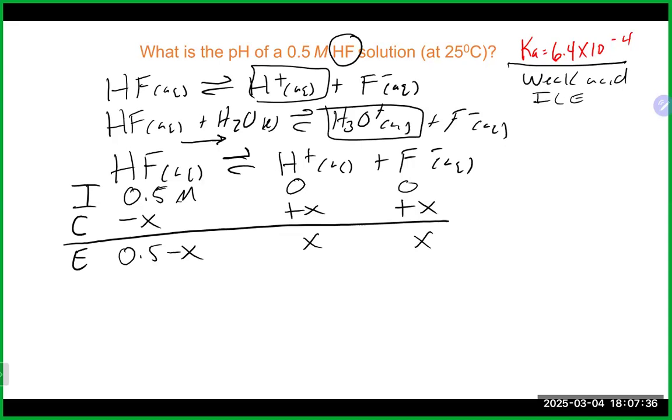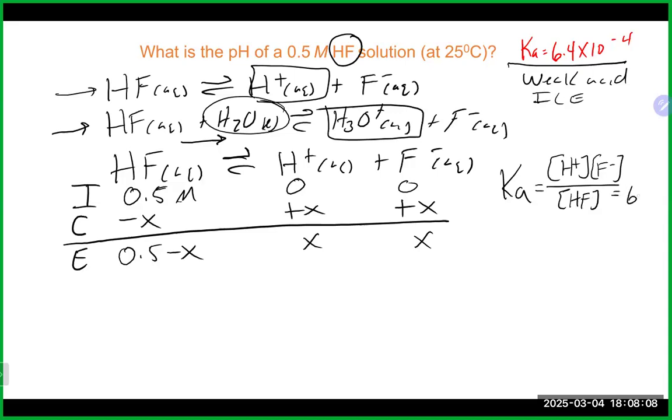Obviously, if you did this reaction with water, should you be putting any numbers on the water? You should not, right? Because it's a liquid and it should not be included. So maybe there's also a benefit of not putting the water in there, so you don't do something you shouldn't. But again, it's not wrong to do it that way. At this point, like normal, we want to use our Ka expression, which would be the concentration of H plus times the F minus concentration divided by the HF concentration, and that's going to equal our 6.4 times 10 to the minus 4.